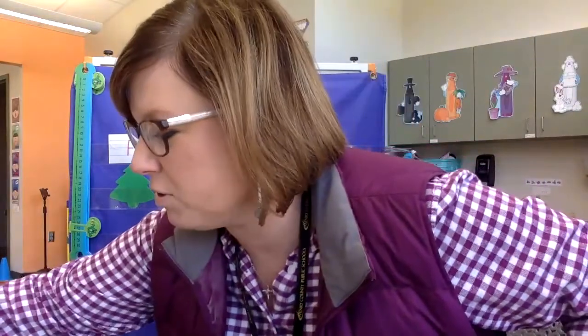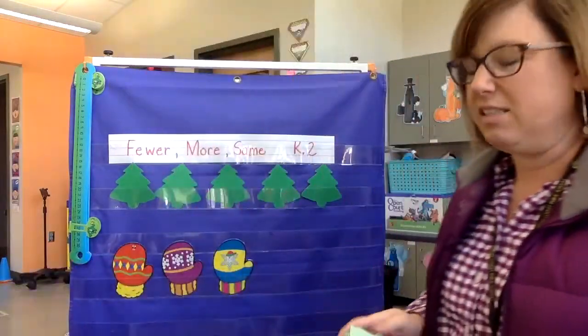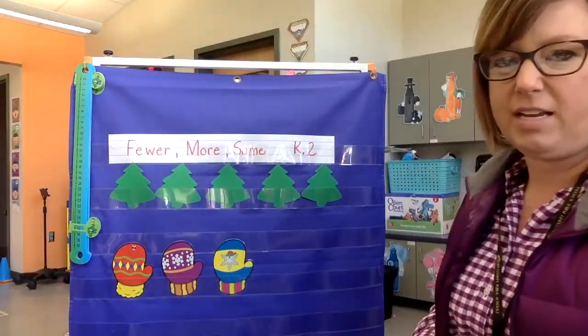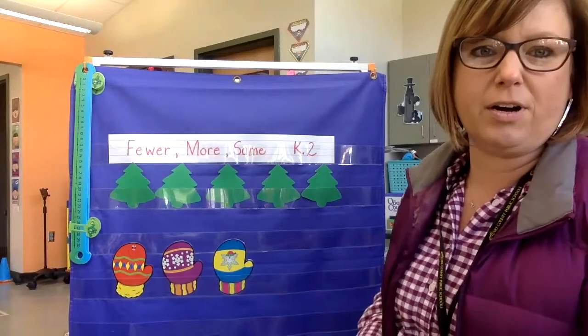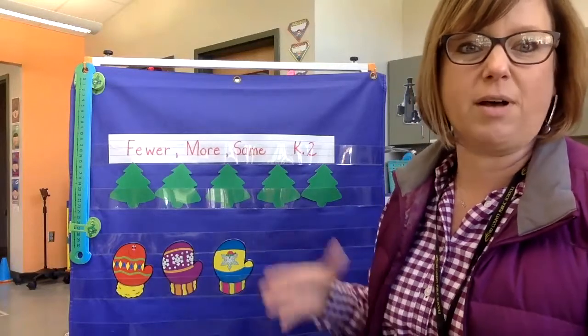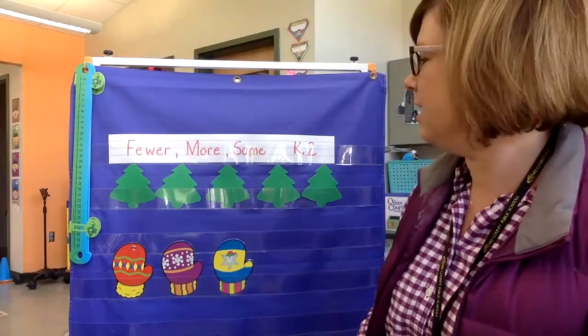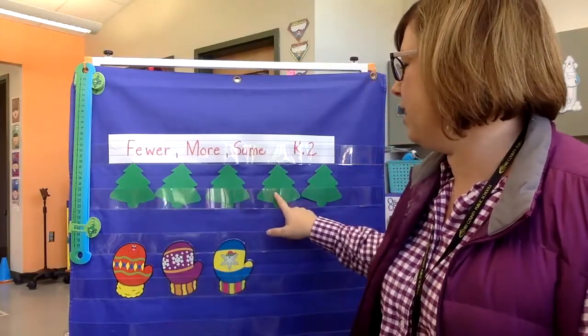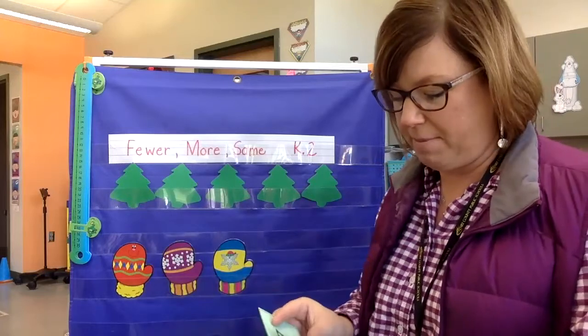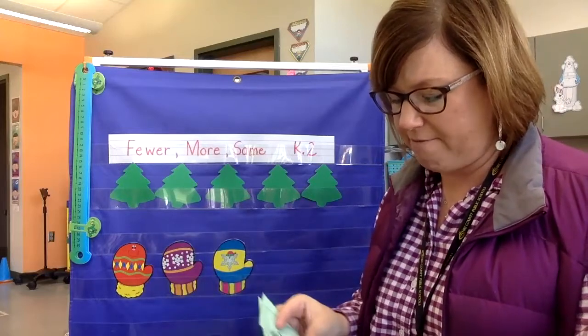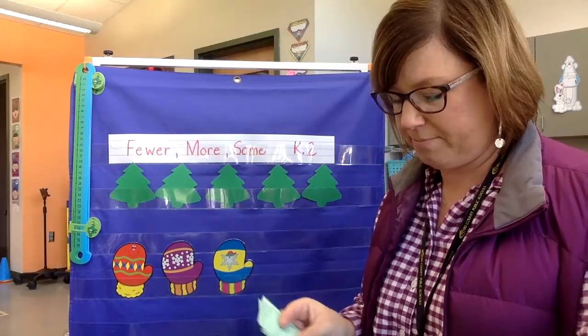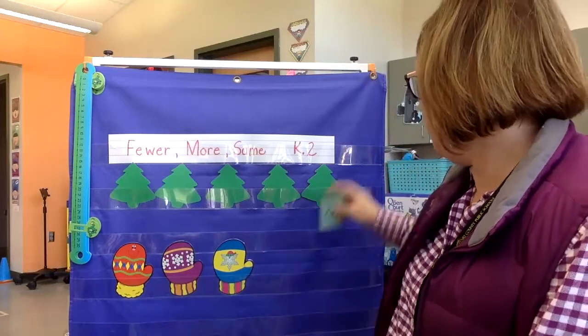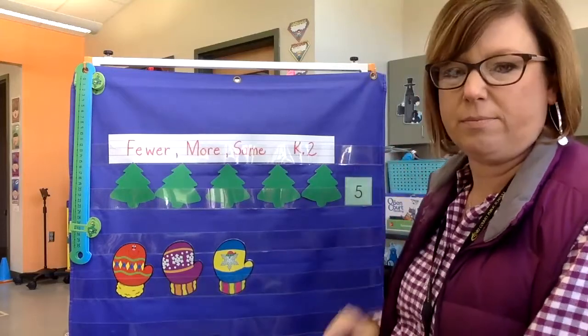Let me grab some numbers right here real fast. Let's look at these Christmas trees right here. Because we know we're almost in December tomorrow, so I thought I'd just bring out the Christmas things. So let's count how many trees we have. 1, 2, 3, 4, 5. So I'm going to find my number card that says 5. There it is. And I'm going to put it right here just as a reminder, okay?